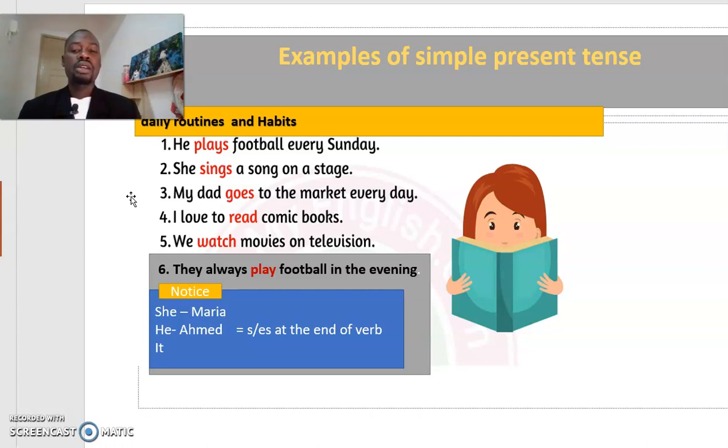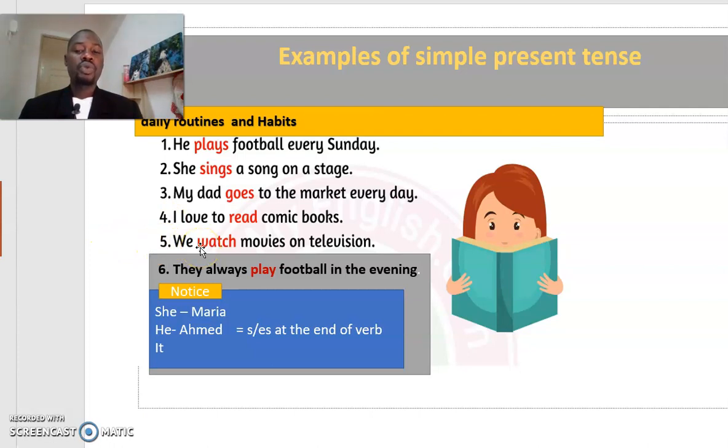Number four, "I love to read the comics." So this is a habit, right? Not all people read the comics. Some people are interested in it and some people aren't. Wherever an individual is interested in doing an action, that means a habit. So we use here "I love to read." We didn't add s to "read" because the subject is I, and the subjects I, we, you, they, as we mentioned, are plural, so we don't need to use s with them.